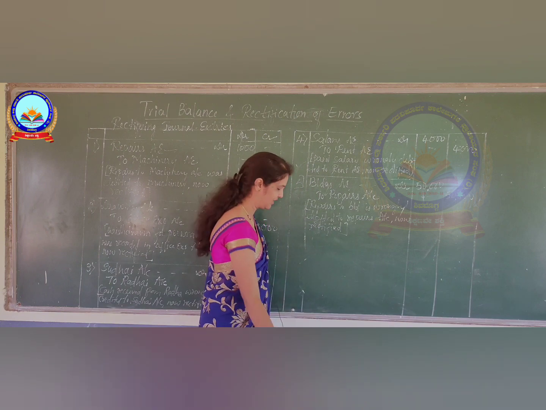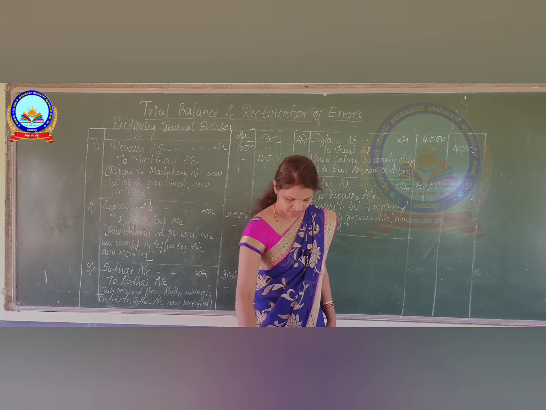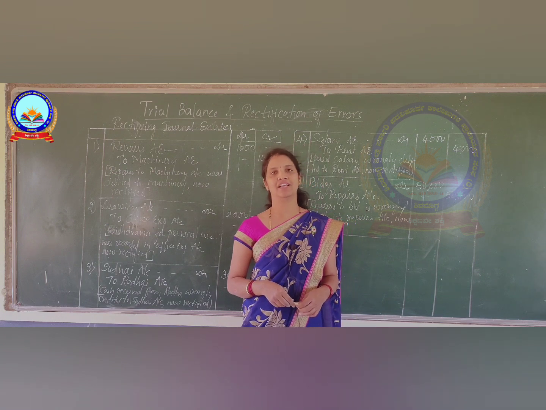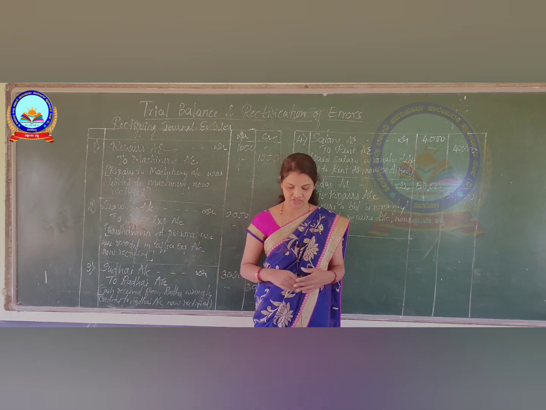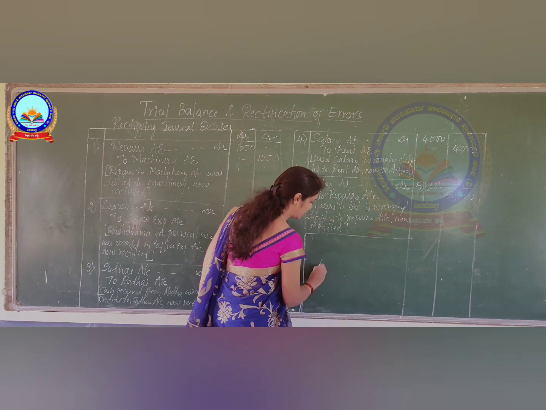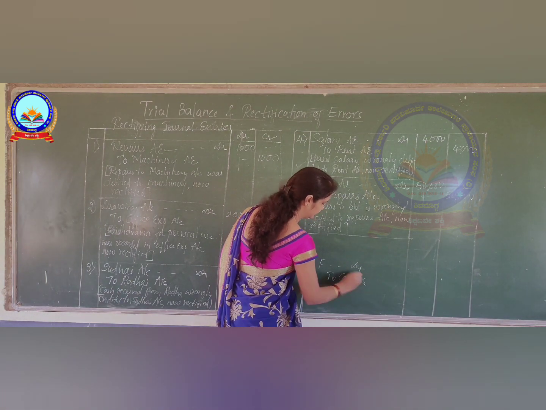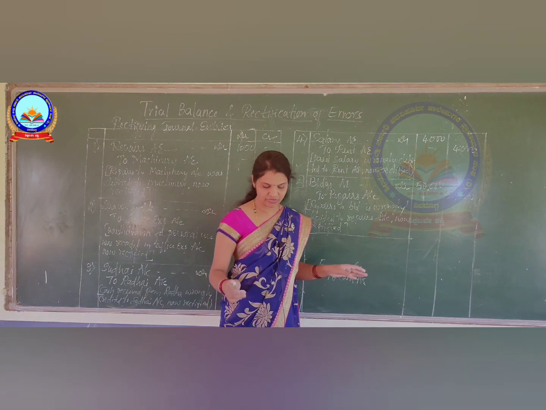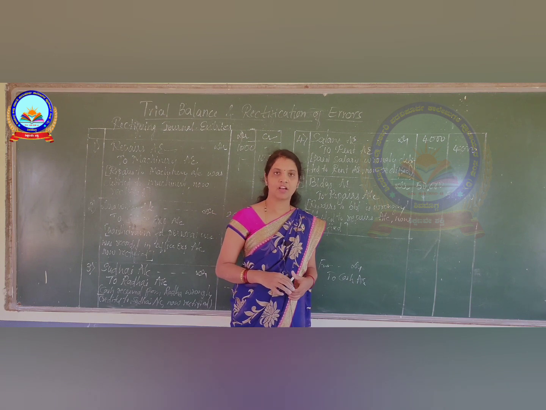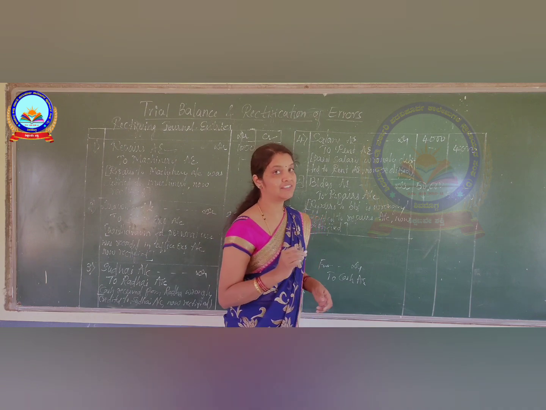And the last error: furniture purchased for rupees 10,000 has been debited to purchases account. First take the transaction. Furniture purchased for rupees 10,000. What is the entry? Furniture account debtor to cash account. Correct entry, because we are purchasing furniture. Furniture account debtor to cash account. How is it written in the books? Has been debited to purchases account.